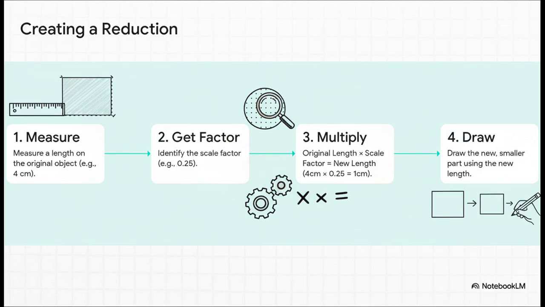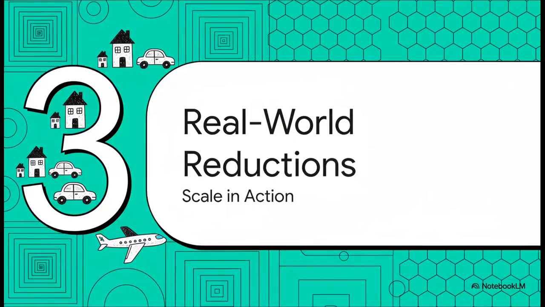So how do we actually pull this off? It's a super simple 4-step process. First, you measure a side on the original, let's say it's 4 centimeters. Second, you grab your scale factor, which we know is 0.25. Third, you just multiply them together. So 4 times 0.25 gives you 1 centimeter. And finally, you just draw your new smaller side. Do that for every side, and you're done. Perfect reduction.